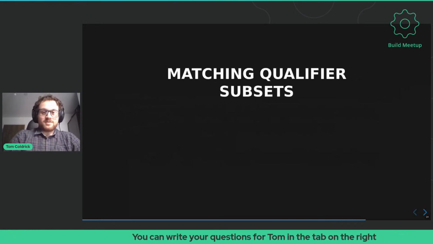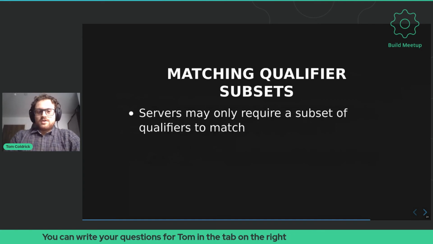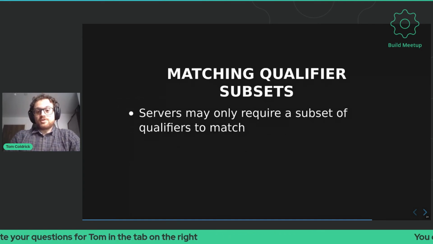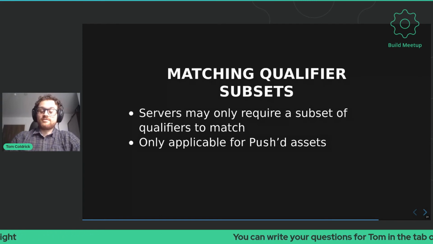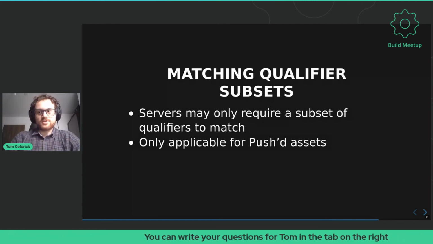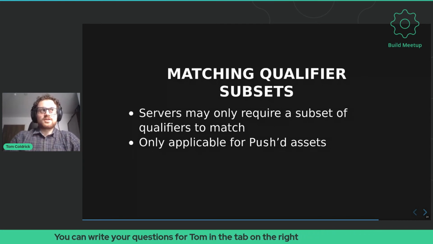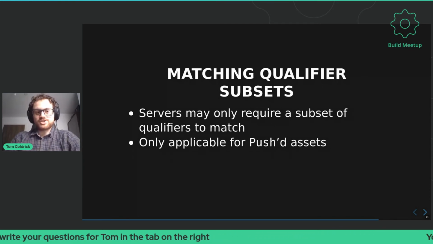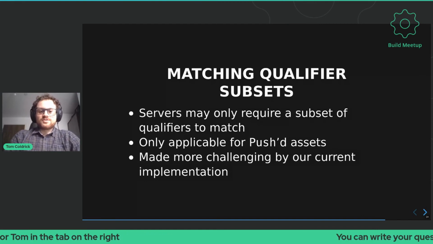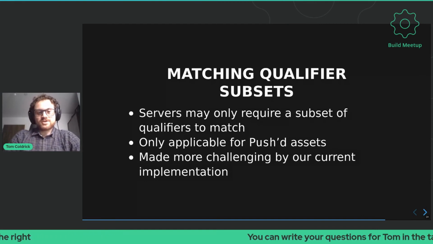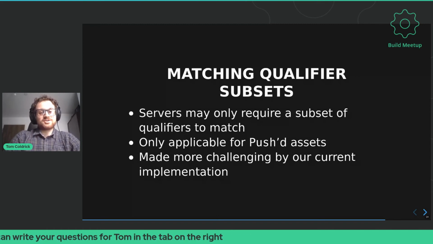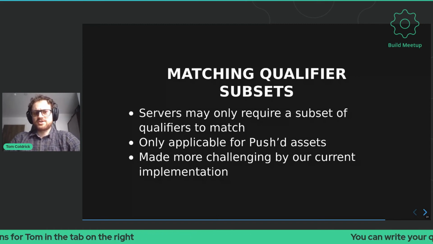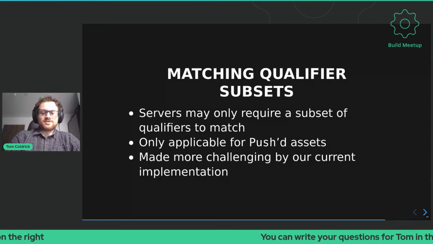There's also matching qualifier subsets. So the spec allows for servers to only require a subset of qualifiers to match for things which were pushed explicitly by clients rather than fetched from a remote source. I think this is so that they could add metadata to things which comes back down when they fetch it. This is pretty much just made more challenging by our Blob Access implementation of it, because obviously we hashed the full set of qualifiers together, which if we were to, like, I don't know, hash each subset, that's obviously exponential. So we'd need to think a bit more carefully about how we would implement that.